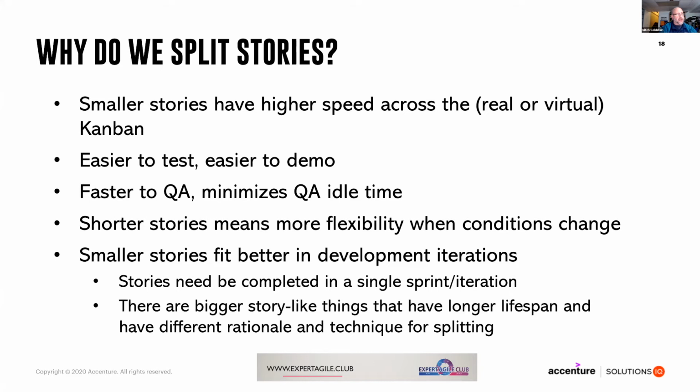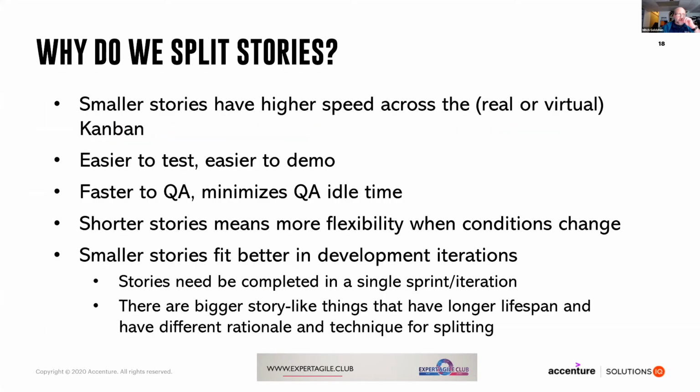And if we're planning on an iterative basis, if we're using Scrum or Scrumban, or if we're on a SAFe team and we're working in development iterations, smaller things are easier to organize in an iteration. And there are things like epics and features, that's outside the scope of this talk, but there are things that do have a longer lifespan than a user story, but they have a different rationale and different techniques for splitting. And that's a little out of scope of this talk, but I love to talk about features too. We're just not talking about features today.